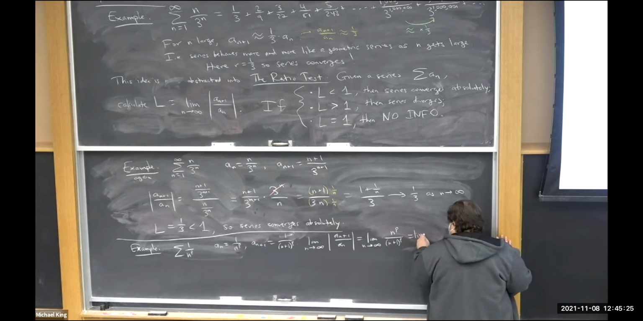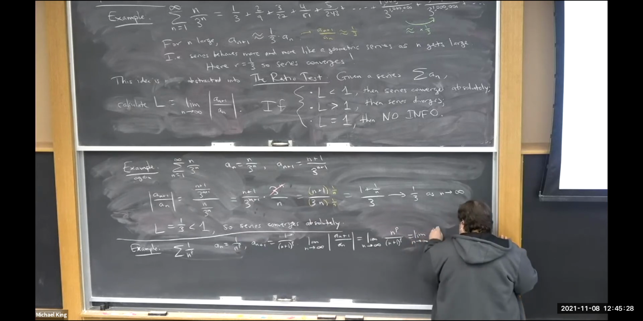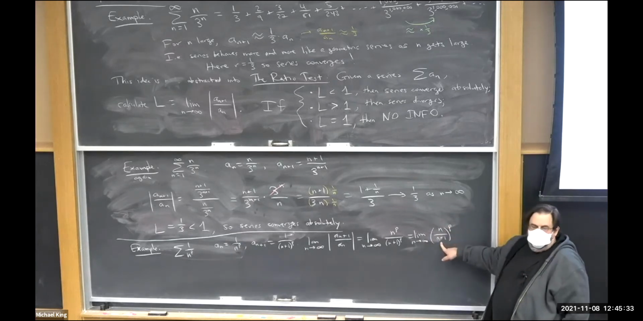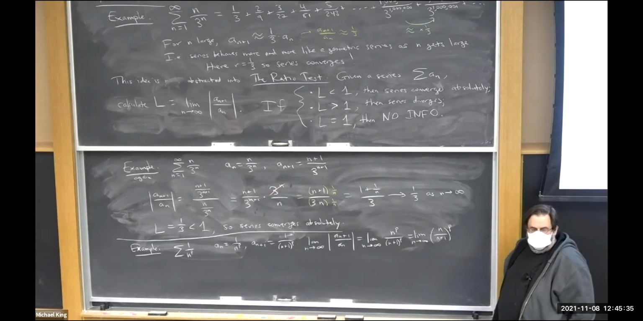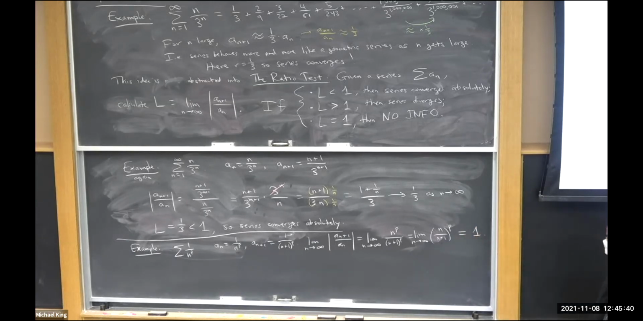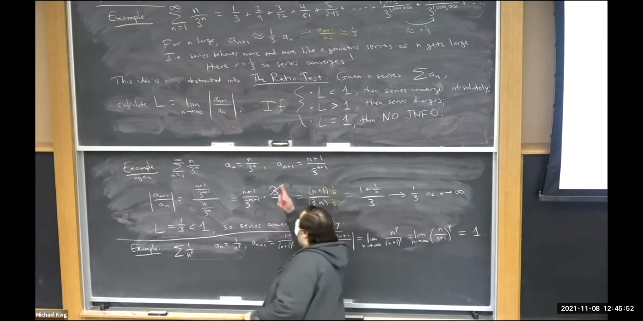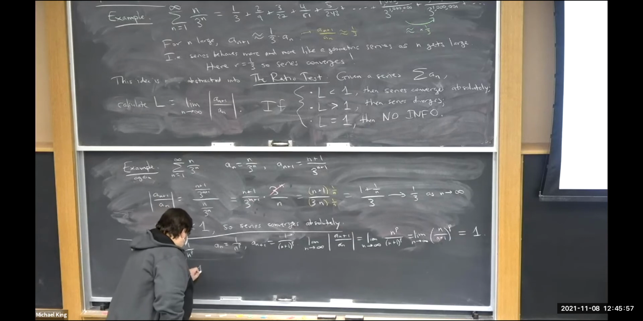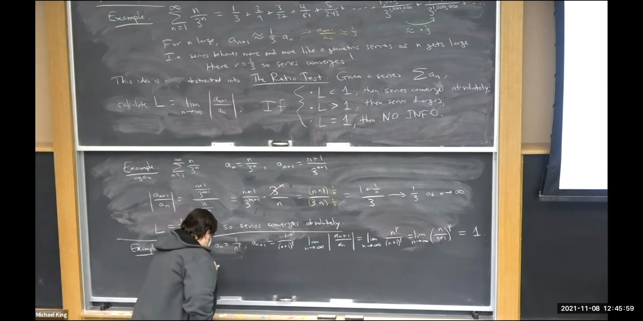But that is n over n plus 1 all to the p power. The inside goes to 1. N over n plus 1 goes to 1. So this equals 1. So L equals 1. That's just not the right test because sometimes it converges, sometimes it diverges. This is why L equals 1 tells you nothing. So L equals 1 for all p.